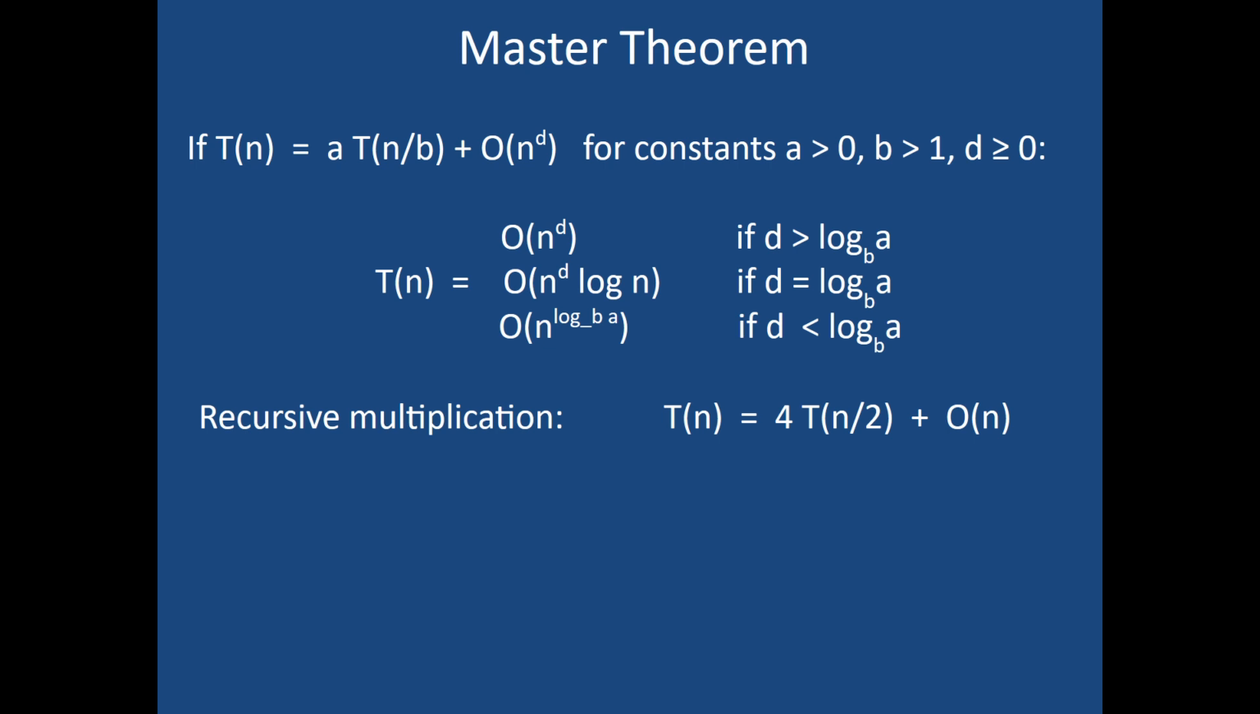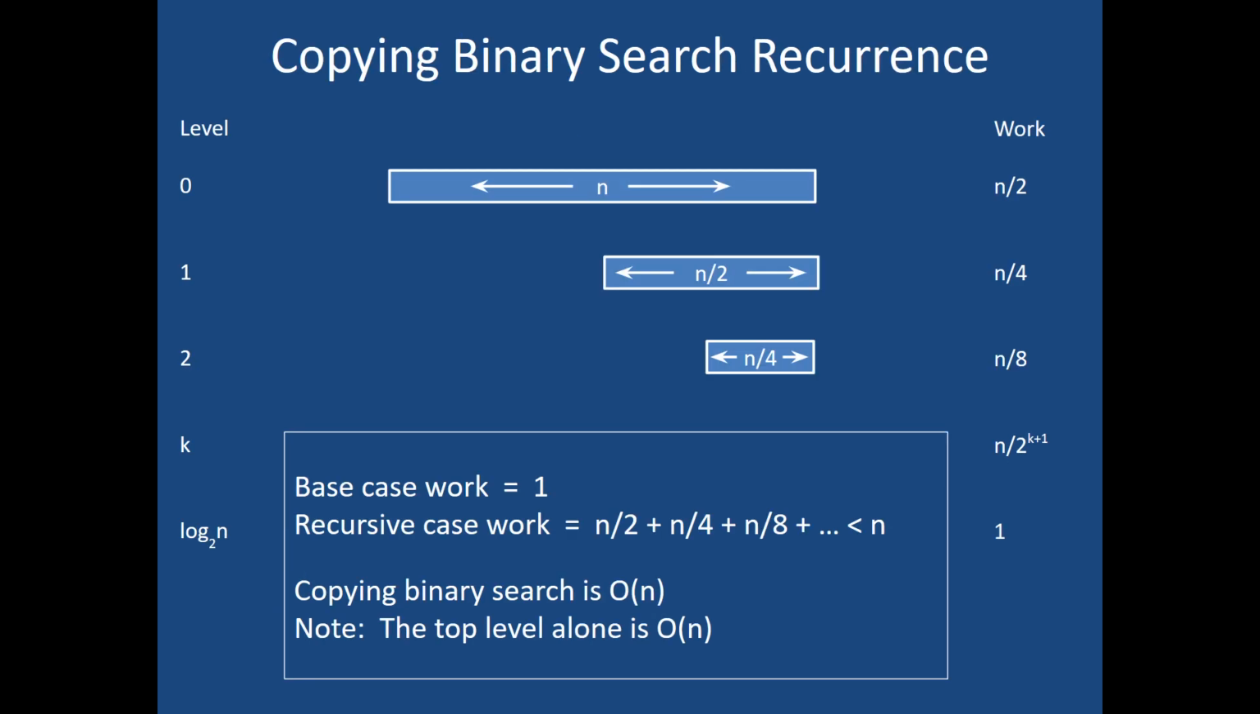Recursive multiplication. A is 4, B is 2, D is 1. The power to which you must raise 2 to get 4 is 2. 2 is bigger than 1, so we're in the last case. So our answer is O of n to that power, which was 2. O of n squared. Okay? That's not hard. Just the right amount of time, though.